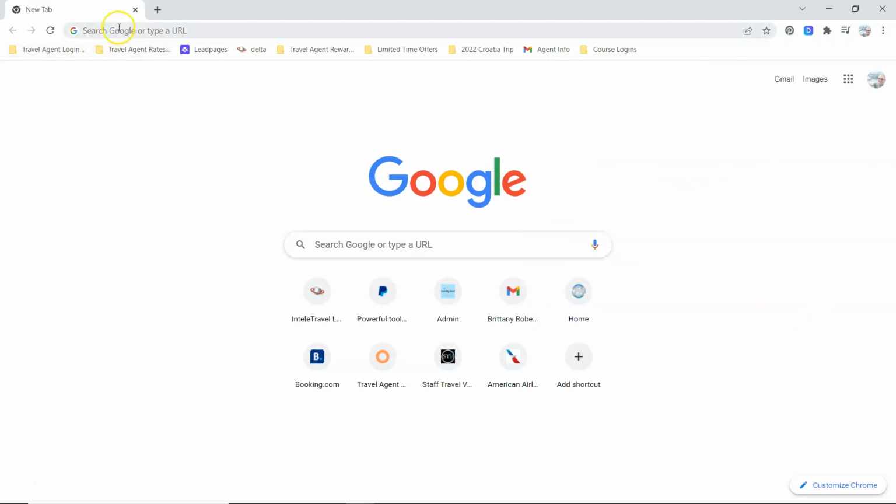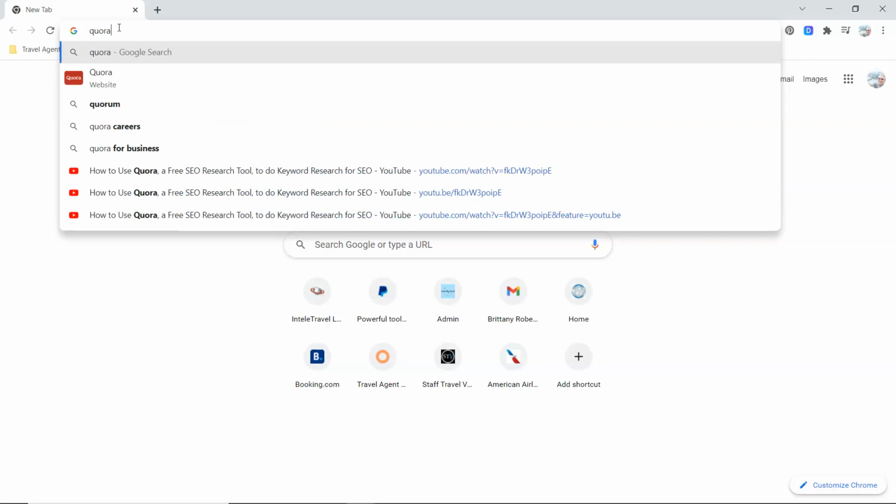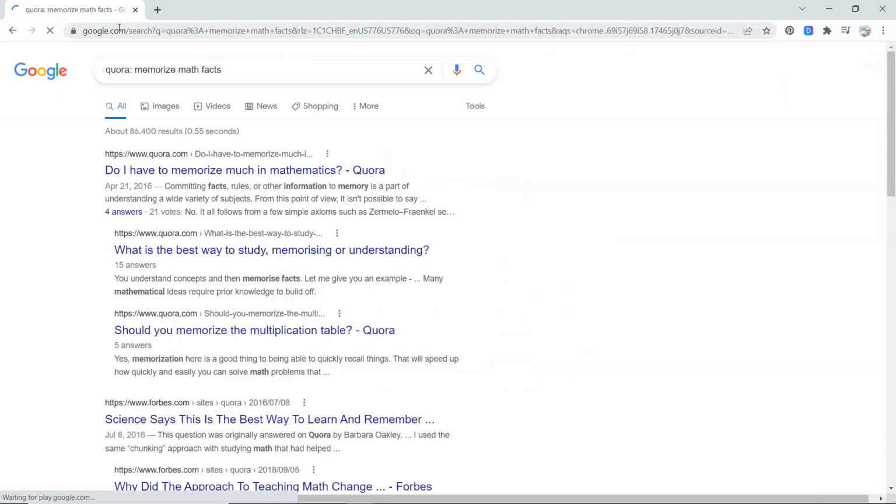Okay, so we're going to go ahead and go to Quora, and this is what I usually do. I'll do Quora semicolon so that it searches that site, and I'll think about what is my niche and who is looking for that advice and what are they looking for. So I have one store, Math with Minis, that really focuses on math facts. So I'm going to type in memorize math facts and just see what pops up here.